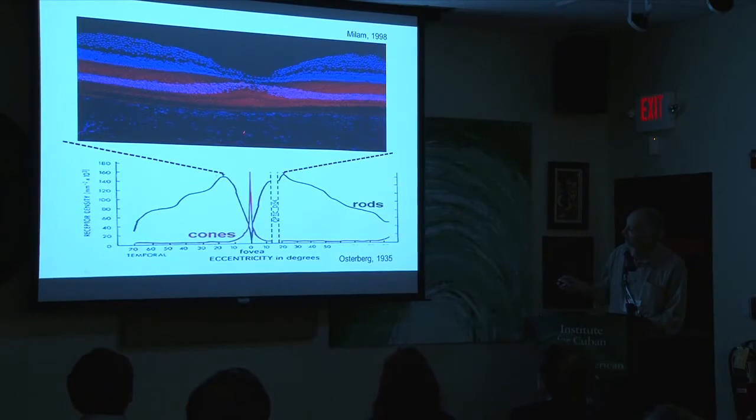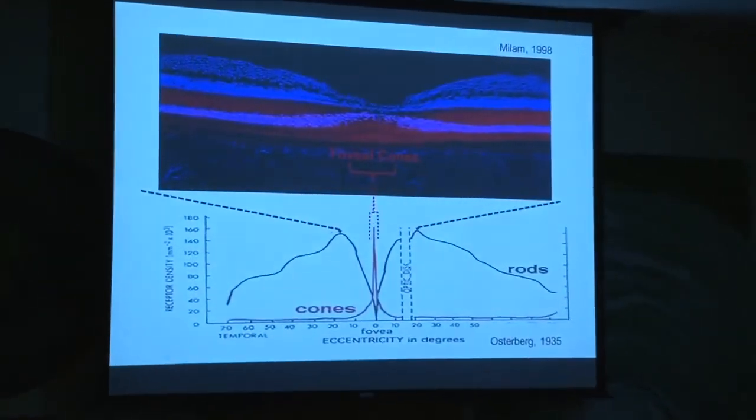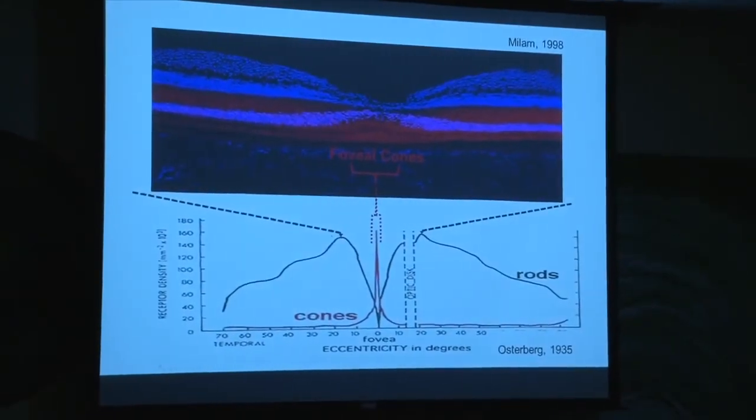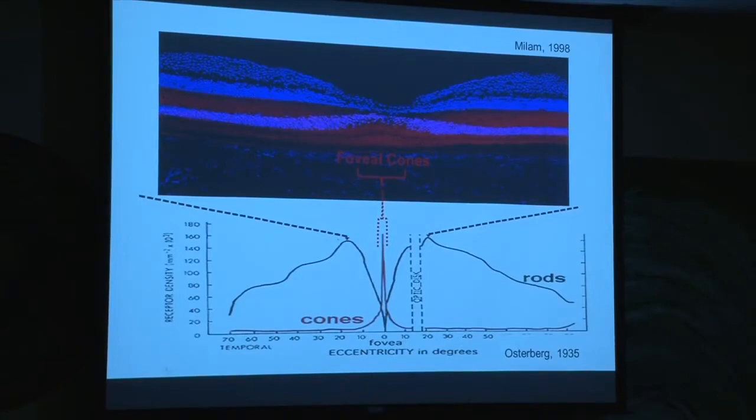Here, human retina, and you can see that if you look down here, a plot of cone density versus rod density, right in the middle, right in the foveola, is the highest cone density, and that corresponds to this region here in the histological section. So this is the region that we're really trying to target because it's responsible for our highest acuity vision, color vision, face recognition, reading.